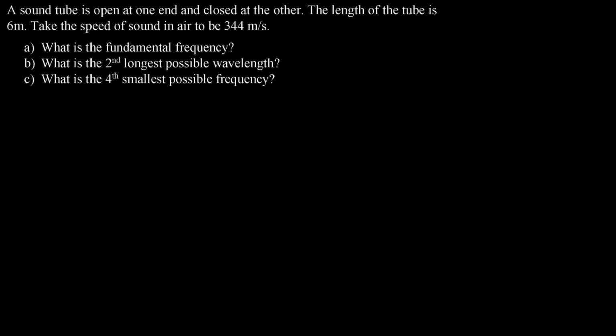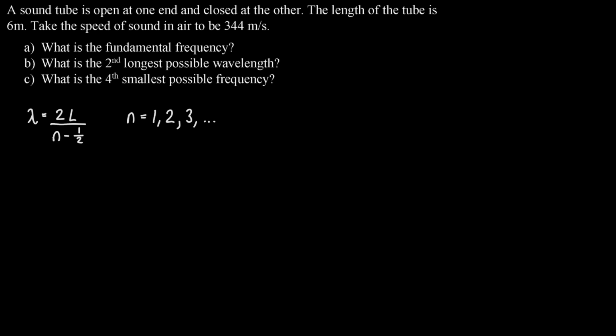We've got a sound tube which is open at one end and closed at the other end. The length of the tube is given as 6 meters, and the speed of sound in air is 344 meters per second. So for part A, they want us to find the fundamental frequency. For part B, they want us to find the second longest possible wavelength. And for part C, they want us to find the fourth smallest possible frequency. So let's start by grabbing our equation.